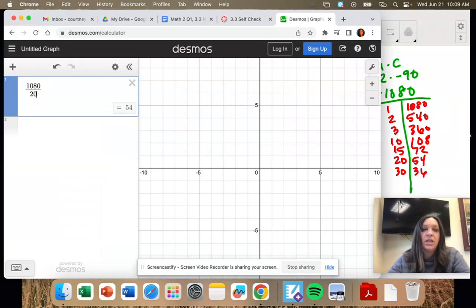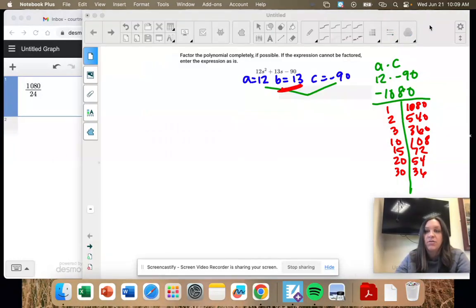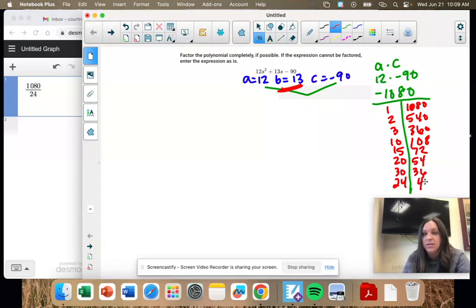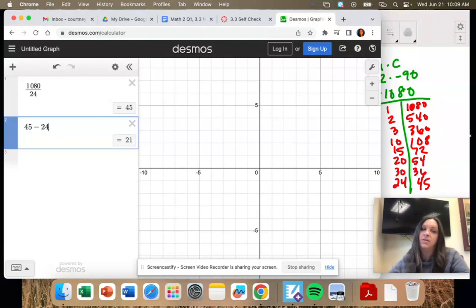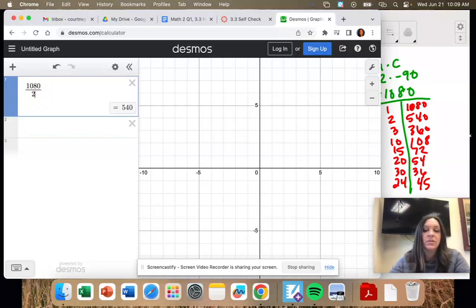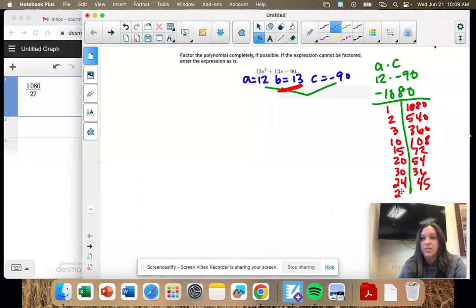So I'm going to go back to 20 and just go up by 1s and see if I can get another one. So 24 and 45. Could that work? Oh, 21 when you subtract them, so close. 25, 26. Aha! 27 and 40. So 40 minus 27 is 13. Yay! So see, when we have big numbers, it takes forever.